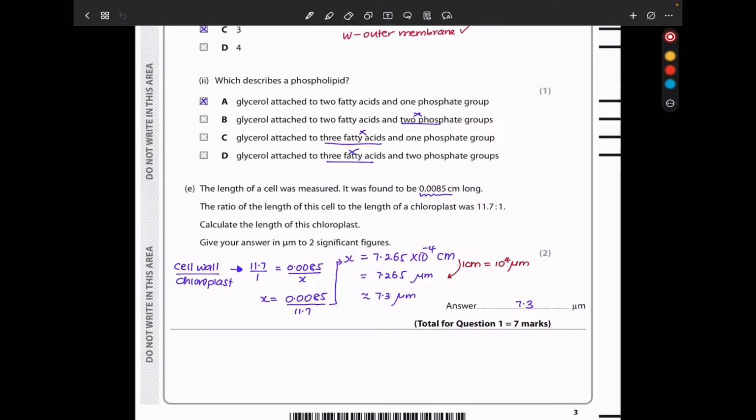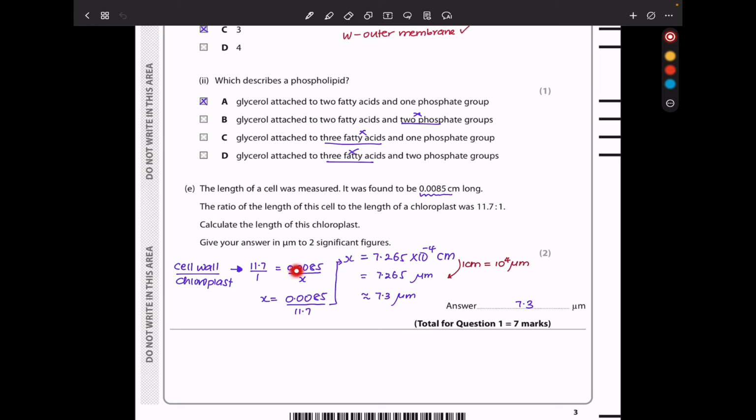In part E, the length of a cell was measured. It was found to be 0.0085 centimeters long. The ratio of the length of this cell to the length of the chloroplast is 11.7 to 1. Calculate the length of the chloroplast. So if we see cell to chloroplast, that is the ratio, which is going to be 11.7 to 1.